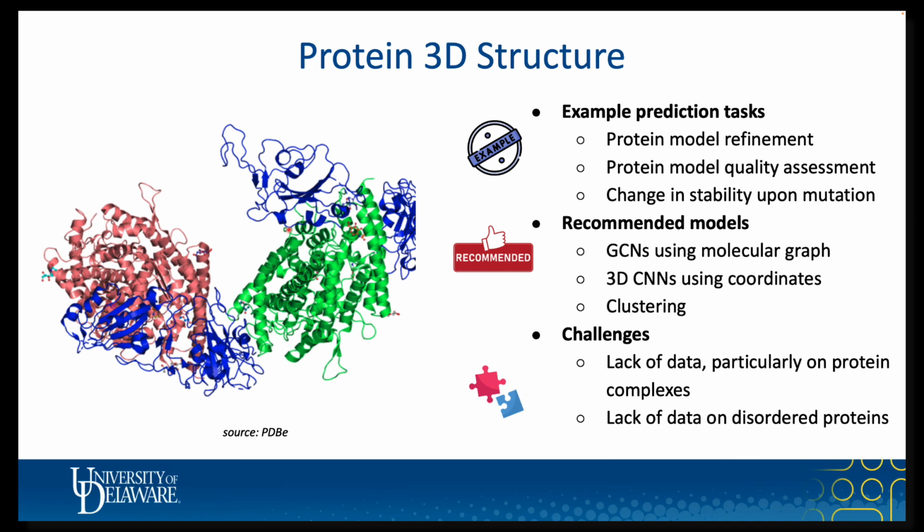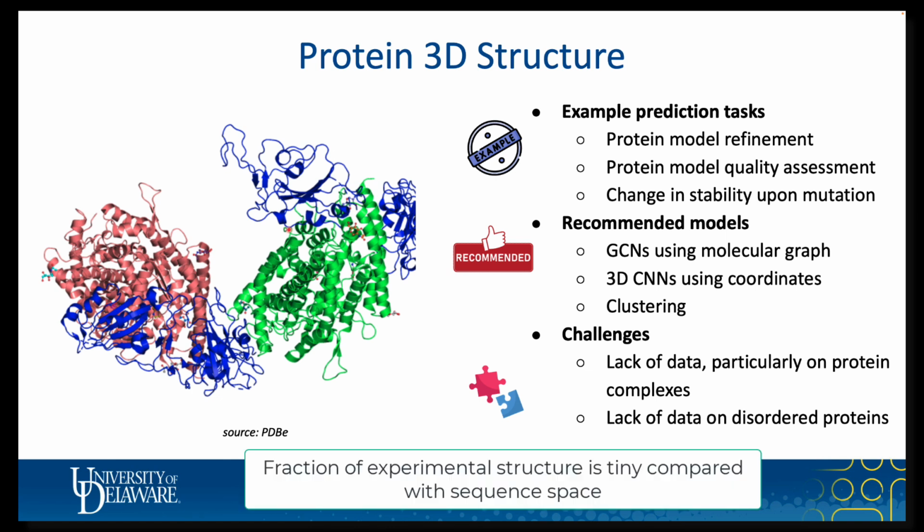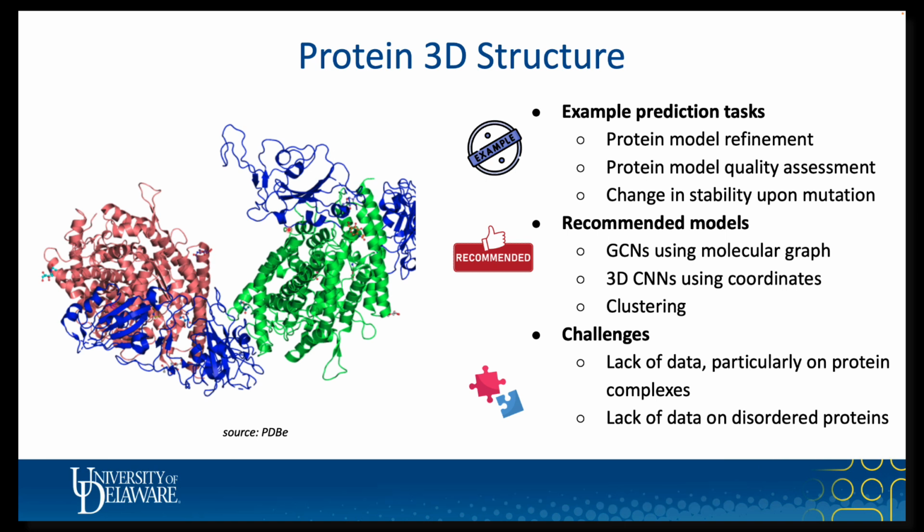Some of the challenges involved in this case is lack of data. If we compare the number of sequence data that we have in comparison to structure, it is really very, very tiny. And especially if we are looking for protein complexes. There's also a lack of data for a special type of proteins which are disordered, basically. They do not have a structure that we can capture properly.